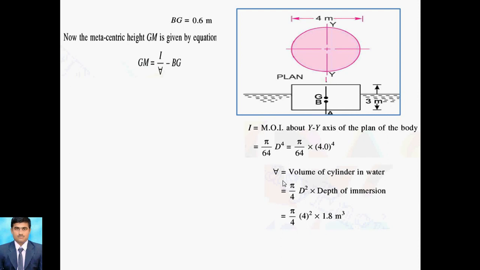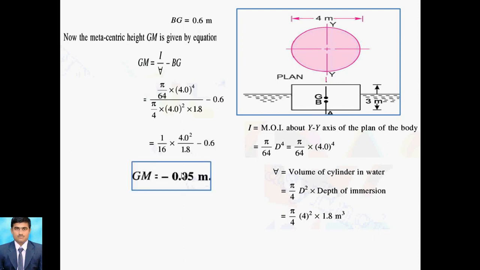After calculation we get the value of V, and then we put the value of I over here, V over here, minus BG. BG is already calculated on the last slide, so this is minus 0.6. After that we get the value of GM. So GM is minus 0.05 meter.